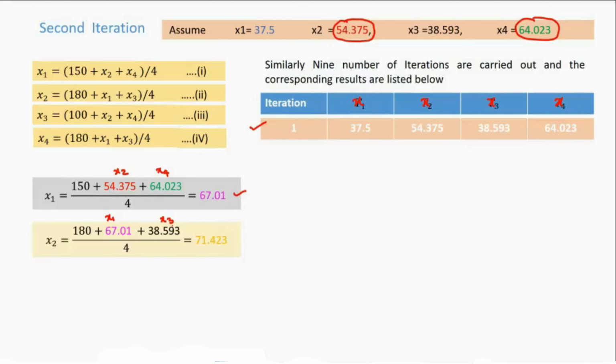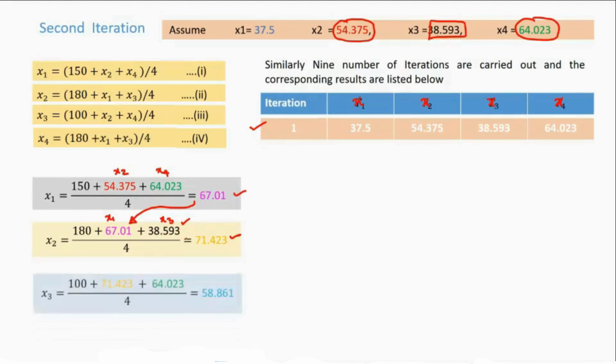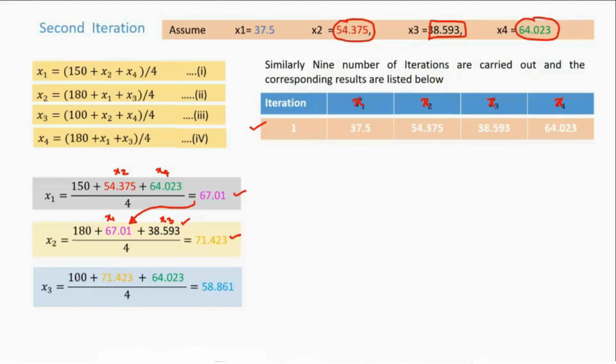So we have an x3 value. The black color you can see here is the x3 value. So we have taken the x3 value from there, and the x1, x2 values. As we discussed, always use the recent value. So this recent x1 value is used, and after computation you will get 71.432.